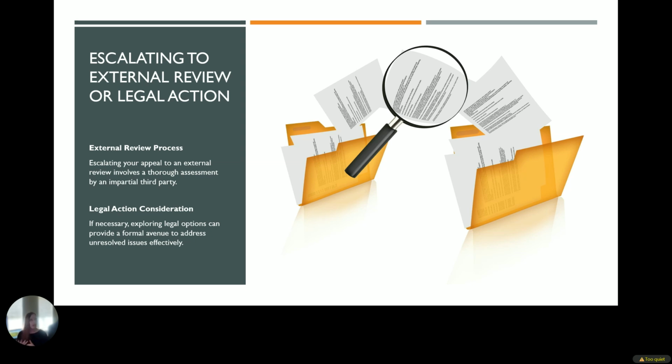If necessary, you can take a look at that external review, and if all else fails, the external review didn't work, your appeals process didn't work with your insurance company, you can take a look at other legal options that you might have. And this will be talking to a lawyer within the medical field that can better assist you through that process.